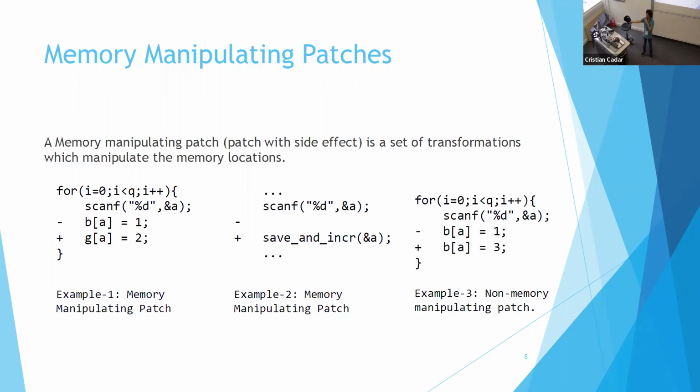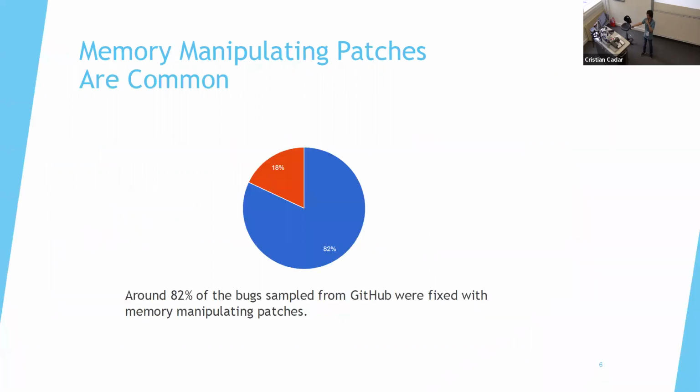And the third example is a non-memory manipulating patch because the memory write happens in the same location. And memory manipulating patches are quite common because a preliminary estimation showed that around 82% of the bugs sampled from GitHub were fixed with memory manipulating patches.